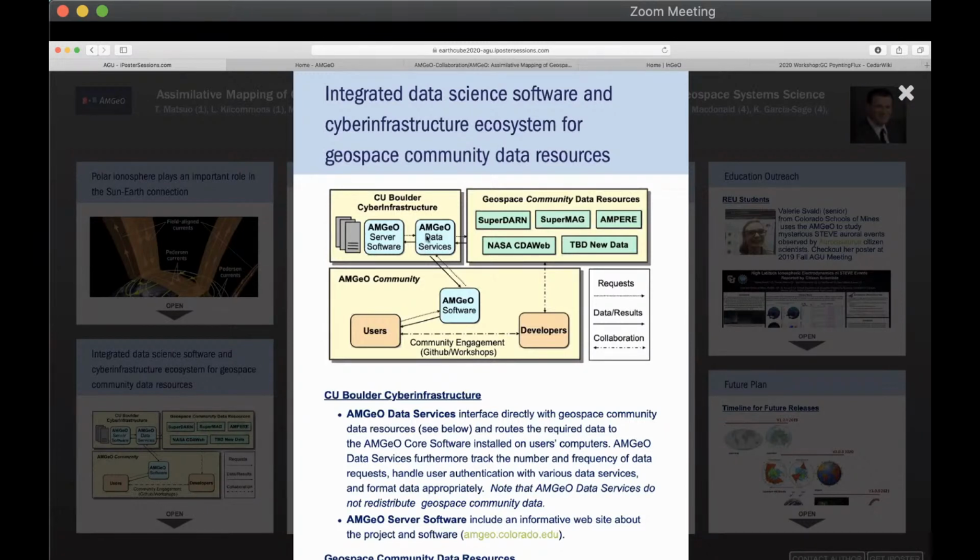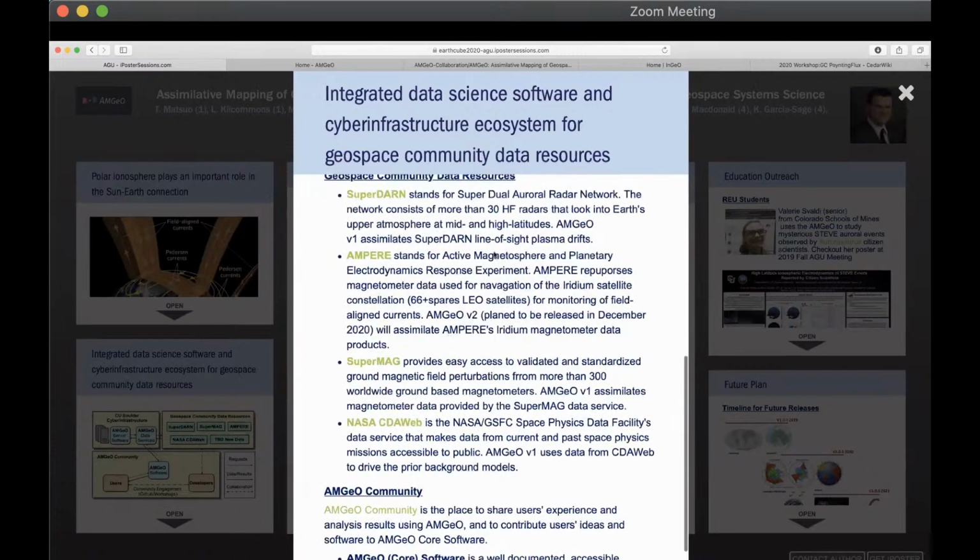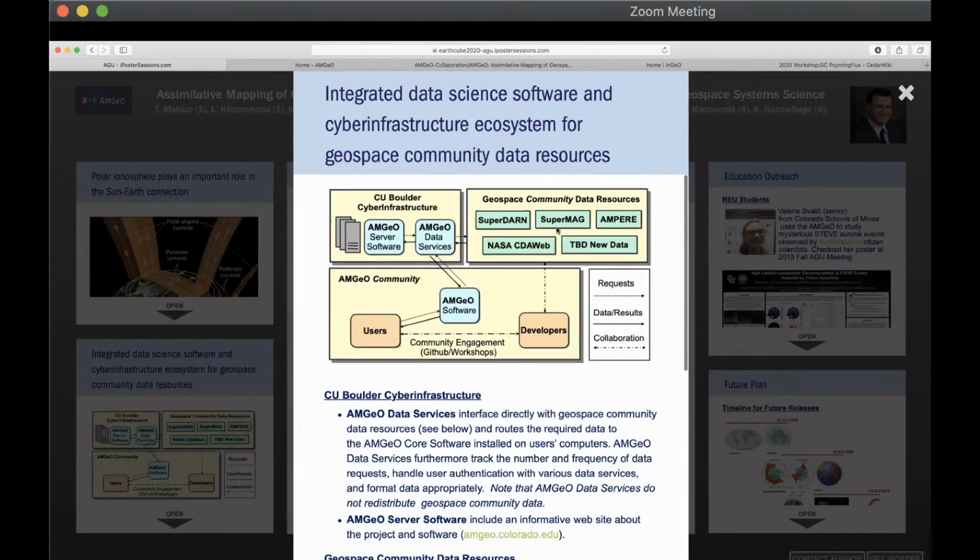In this project, you don't need to do all that processing. We're sharing all those tools as a package, as part of the AMGEO package, or some of them are done in a data service that we provide at CU. That's very exciting. It's already there for SuperDARN and SuperMAG. Version 1 has been released, and in version 2 we're going to add AMPERE assimilative capability, and we'd like to add more data, which I'm going to talk about a bit later.